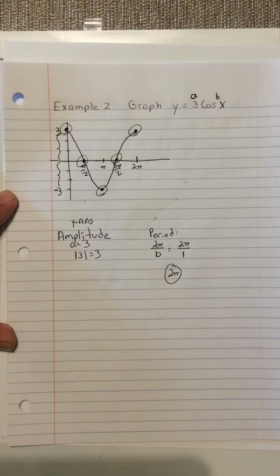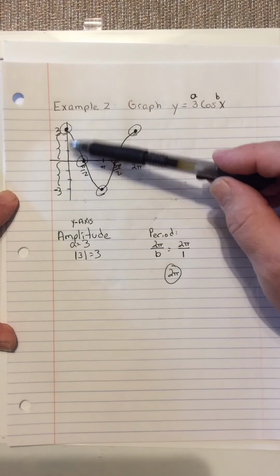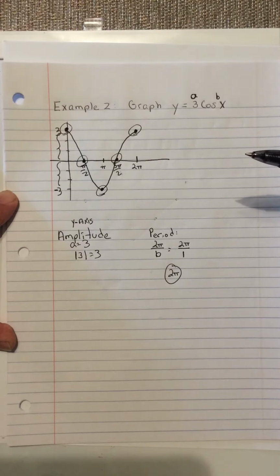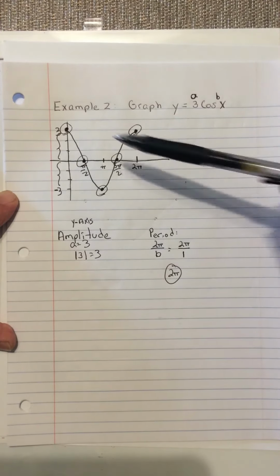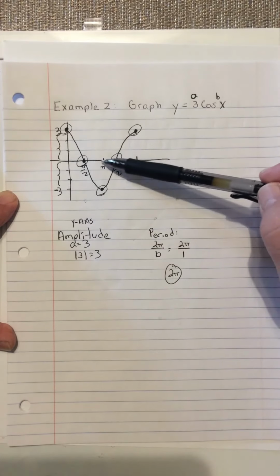So I have graphed y equals 3 cosine x. And this is what your paper should look like. I should always see the amplitude, and I should always see its period. I know the scaling is not correct. We don't care. We just want to make sure we label our amplitude and we label our period.